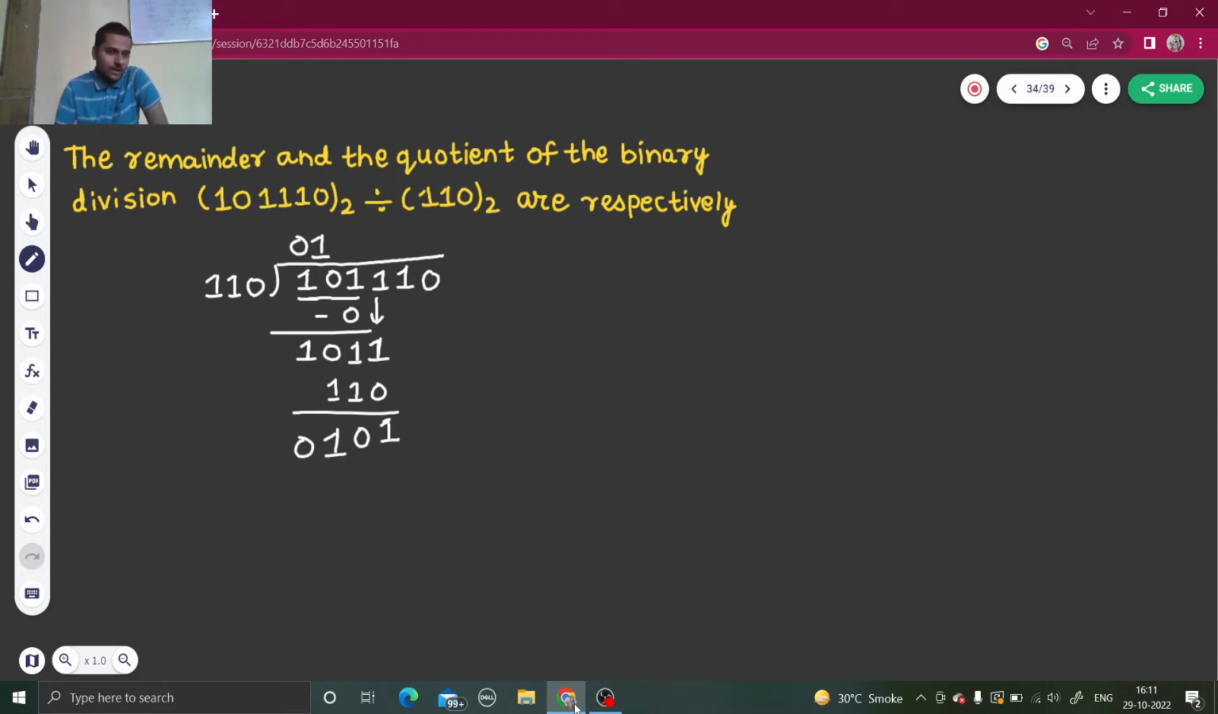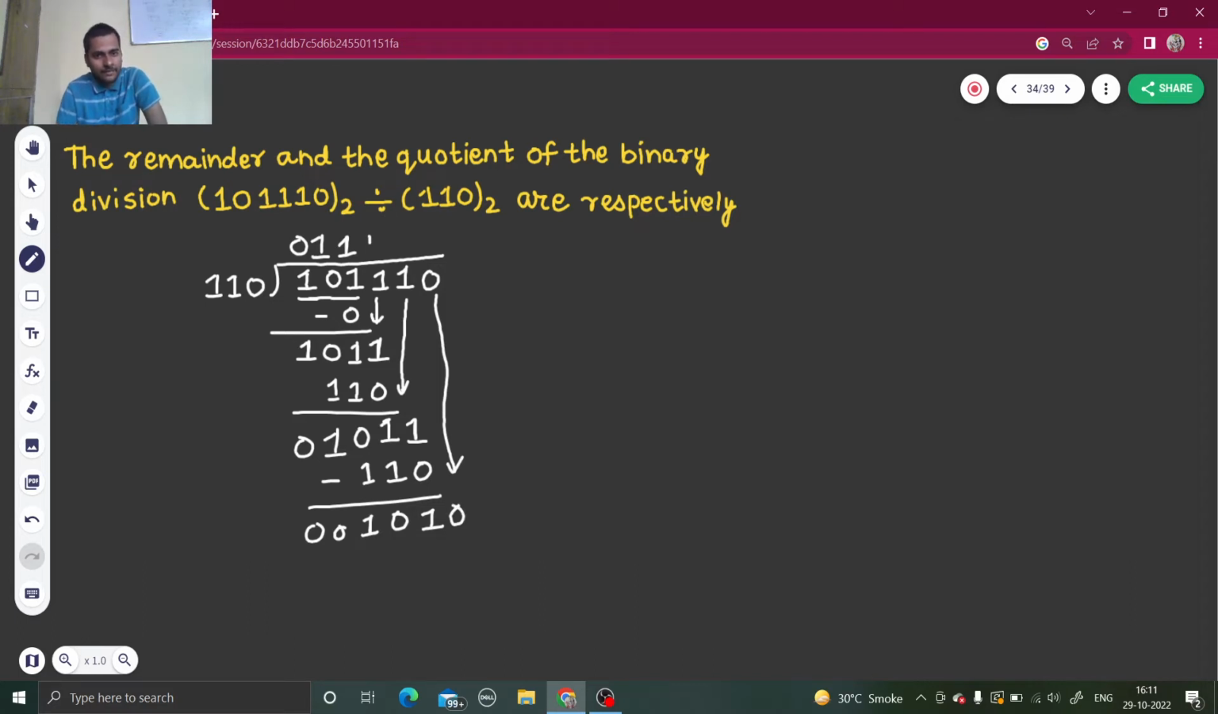101 is again smaller than 110, but now I can take 1 down. This is larger, and it can go in one time, 110. This is 1, I am subtracting. This is 0. This is again 2 minus 1, which is 1. This is 0. This is 0. I can again take this 0 down. And it goes in one time, 110.